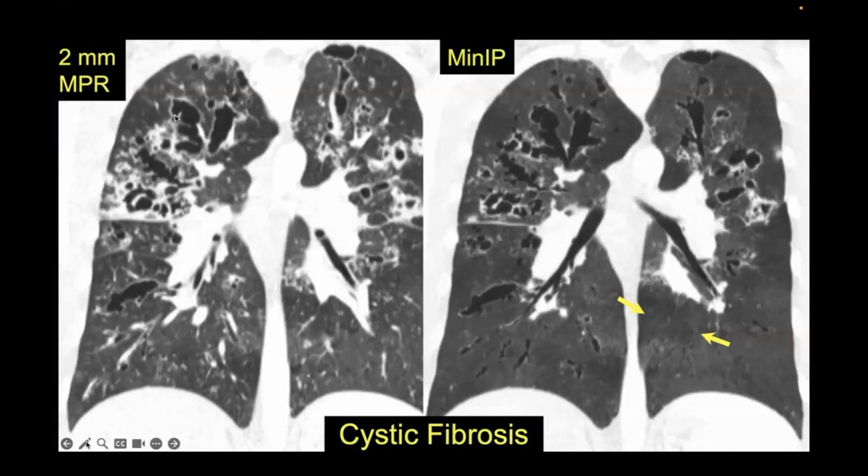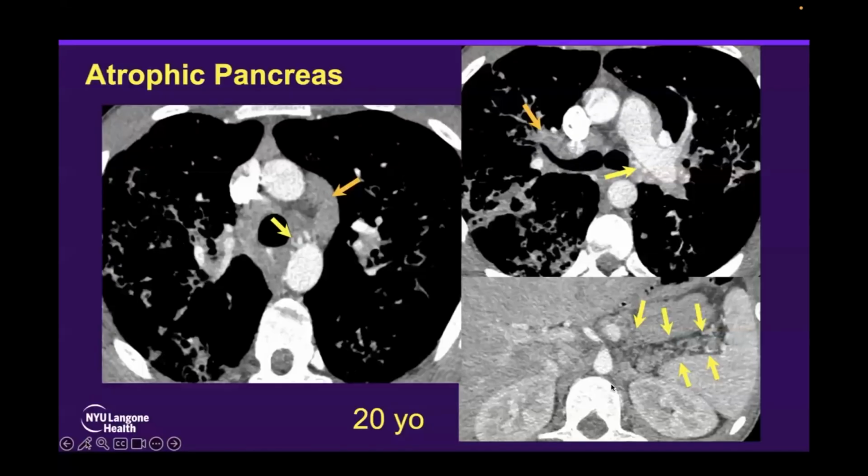Notice the severity of the bronchiectasis with varicose bronchiectatic areas, bronchial wall thickening, and more confluent airspace opacities. And this is on a 2 millimeter coronal multiplanar reformat, and minimum intensity projection imaging can aid us in visualizing the low attenuation areas of air trapping.